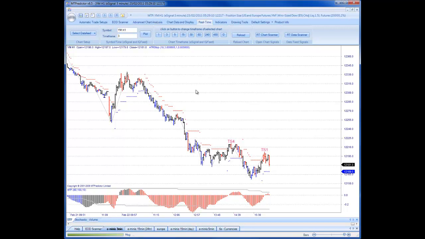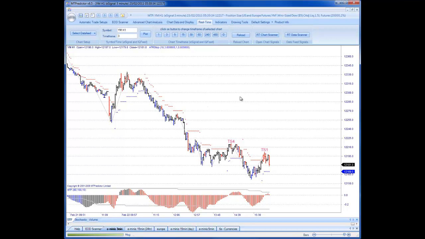Today I'd like to have a look at the US E-minis for yesterday, which was February the 22nd, particularly the YM on a 3-minute chart. This is the mini Dow, the YM on a 3-minute chart. This is what we're looking at here.